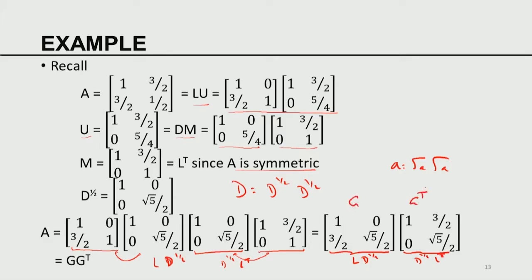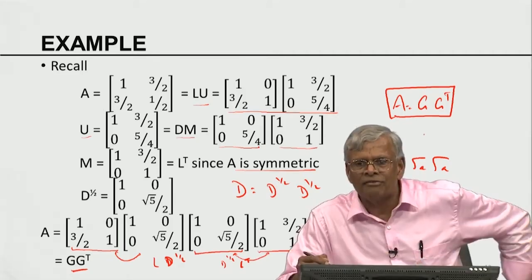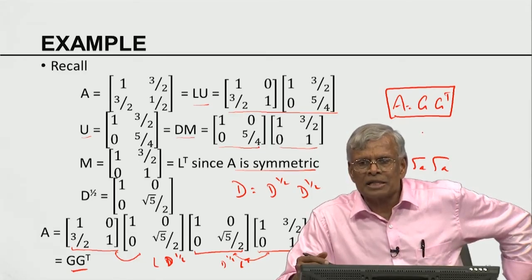Now look at this. This is called the Cholesky decomposition. A is equal to G G transpose, where G is called the Cholesky factor. And I have shown you through this example how to compute the Cholesky factor. So in the case of the Cholesky factor, there is no L, there is no U, there is only G. So once you find G, I compute G transpose very readily. So essentially the amount of work is reduced to half. Therefore, the cost of Cholesky decomposition is about half of what it takes for LU decomposition.